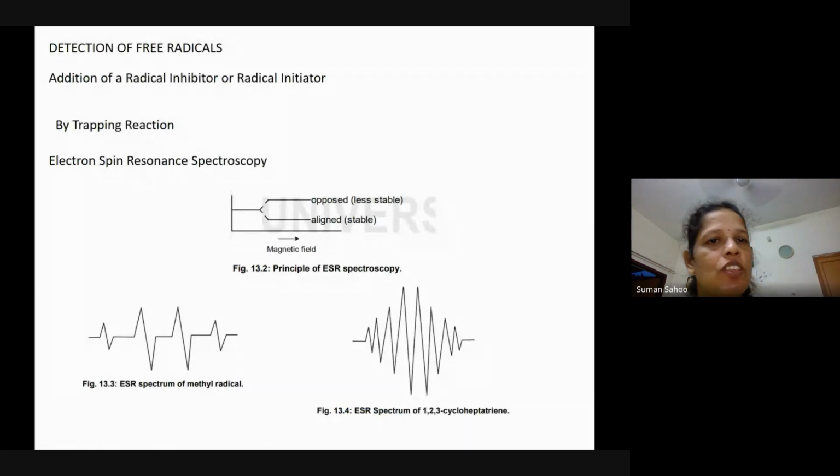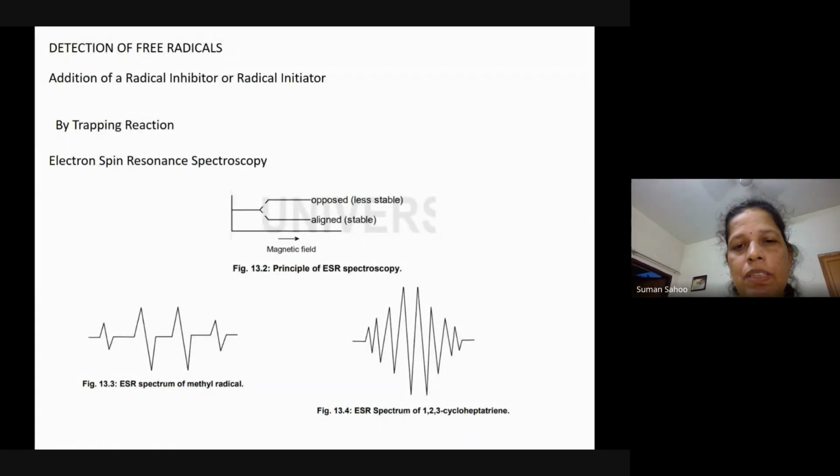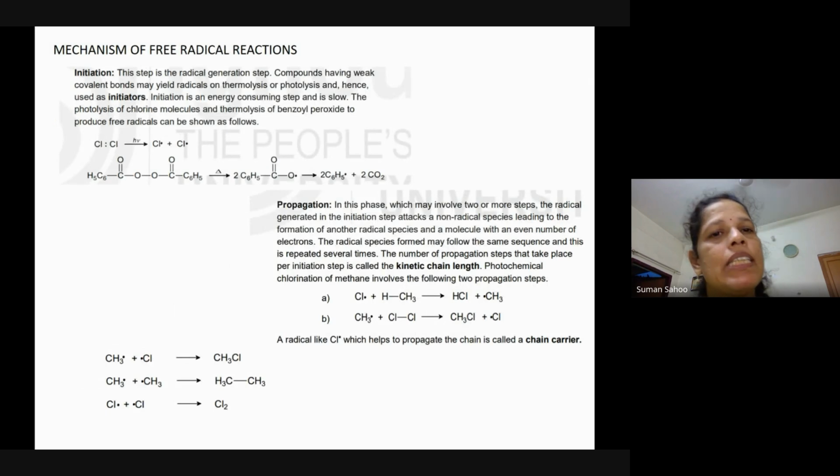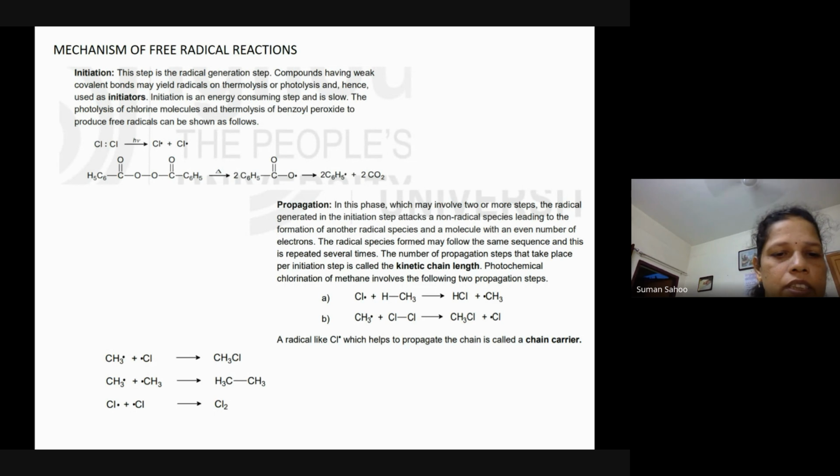So we have discussed electron spin resonance spectroscopy. Then, what is the mechanism of free radical reactions? Wherever you see a free radical reaction, most of the time it goes through three steps: initiation, propagation, and termination. Even polymerization goes through these three steps. I forgot to write termination here.